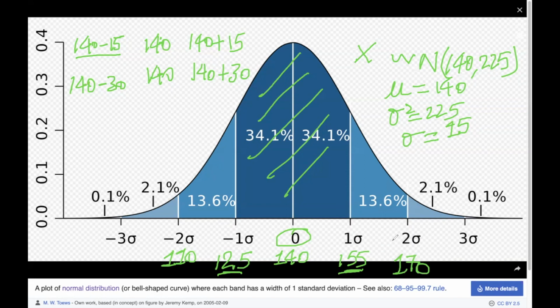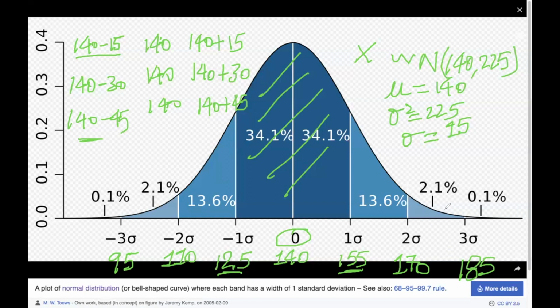Similarly, I can tell you that 99% of the human beings lies between this standard deviation and this thing. So this is 140. This is 140 minus 3 standard deviation, that is minus 45, and this is 140 plus 3 standard deviation, plus 45. So this value is 95 and this will comes out to be let's say 185. This means that 99.7% of human lie between the height of 95 and 185.